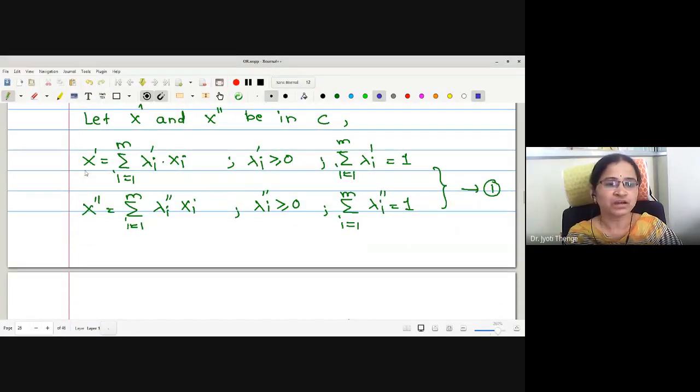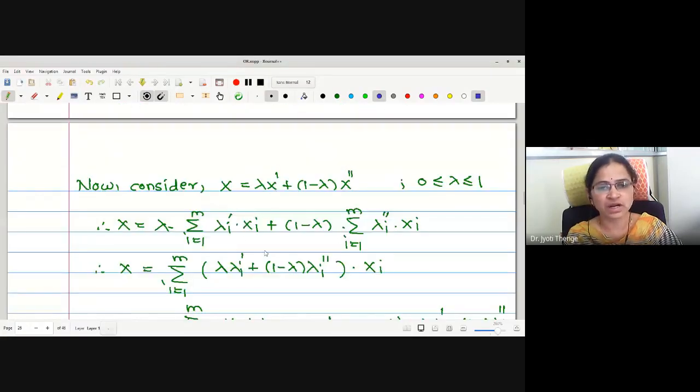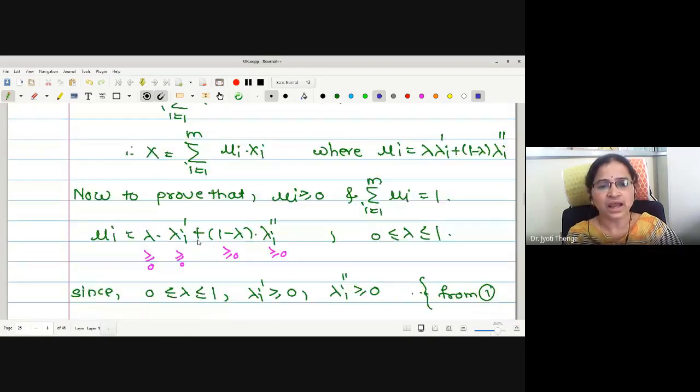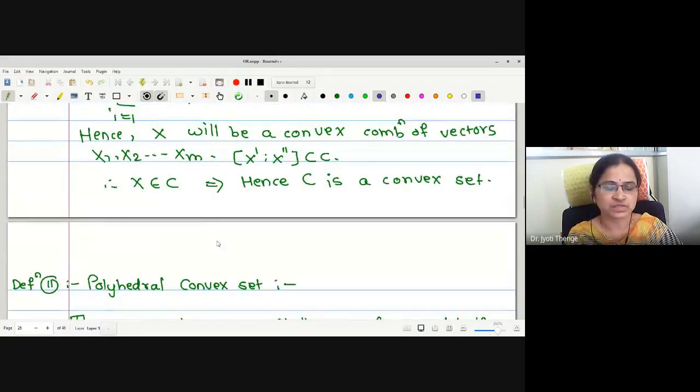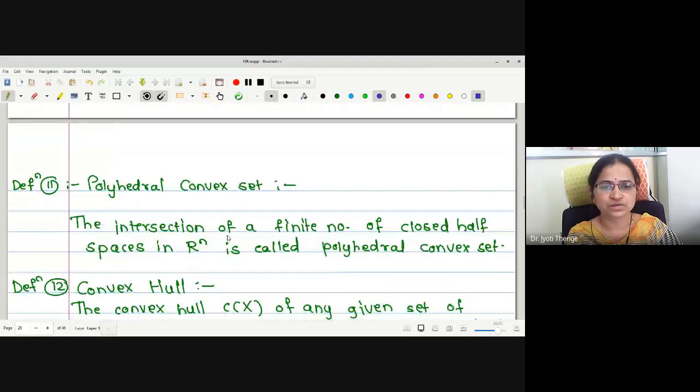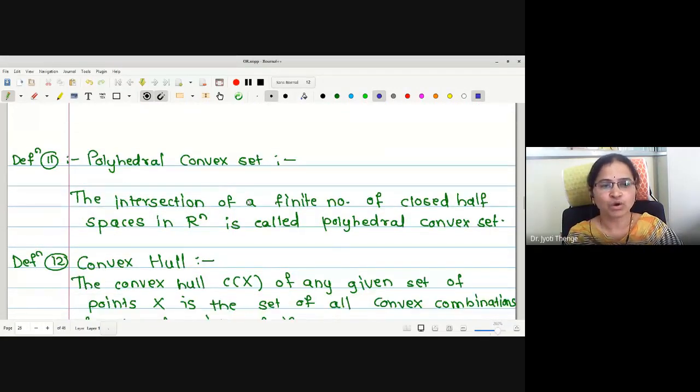Then we have taken a convex combination of these two vectors x dash and x double dash to be lambda x dash plus 1 minus lambda x double dash, and later with a few steps we have proved that this will satisfy both the conditions imposed on the convex combinations, and hence the set of all convex combinations will be a convex set.